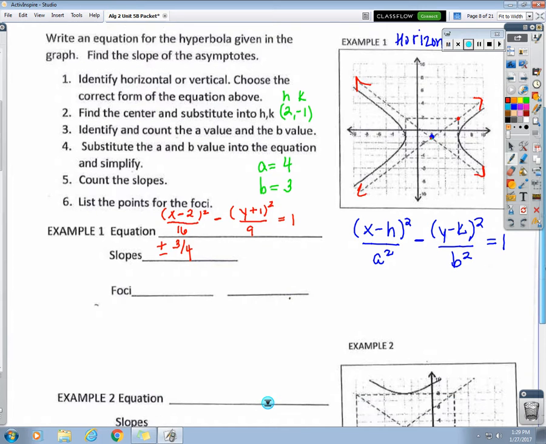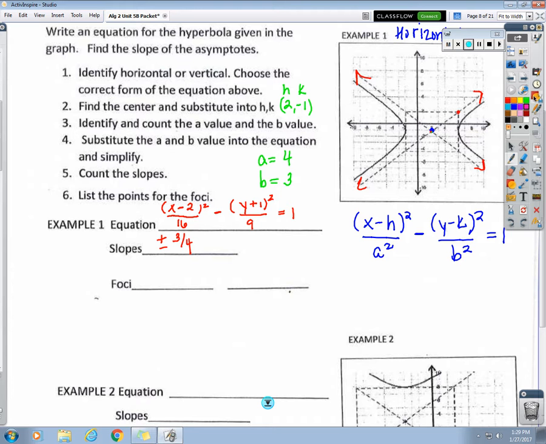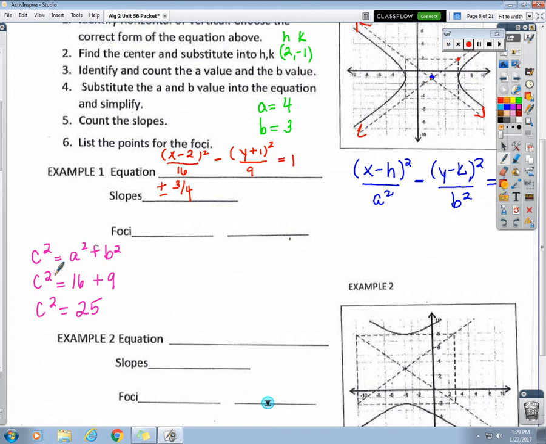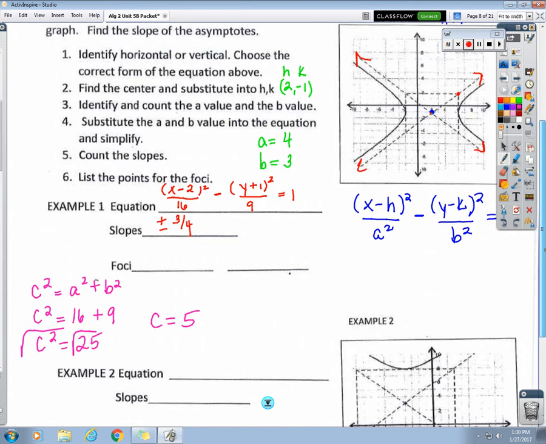Okay, now we have to learn foci. The foci formula for hyperbolas is c squared equals a squared plus b squared. Well, that would become c squared equals 16 plus 9, and that would become c squared equals 25, and then to solve for c, what do you do? Square root both sides, and so your c value is 5. This one's a nice whole number.